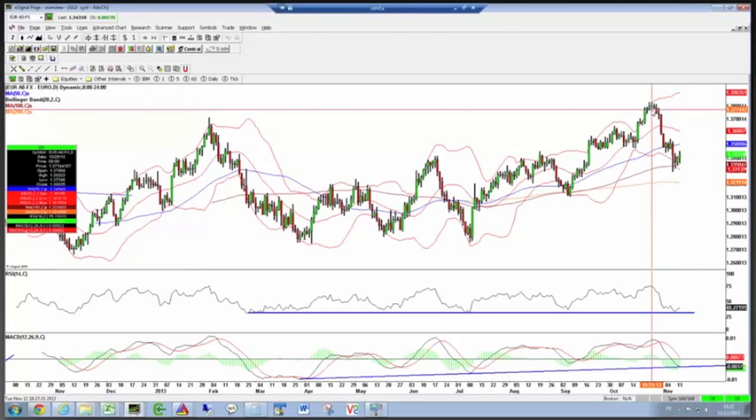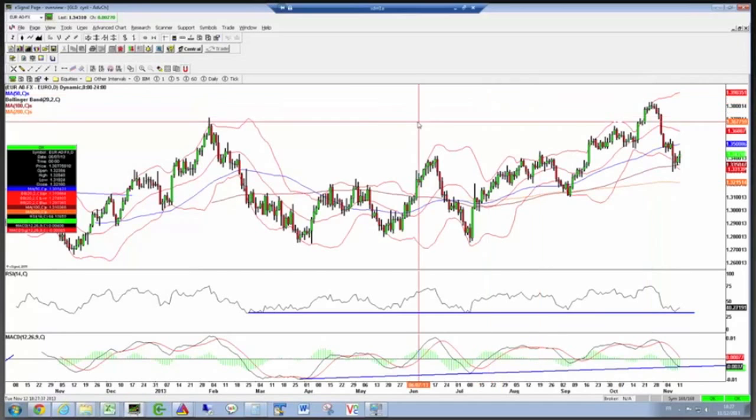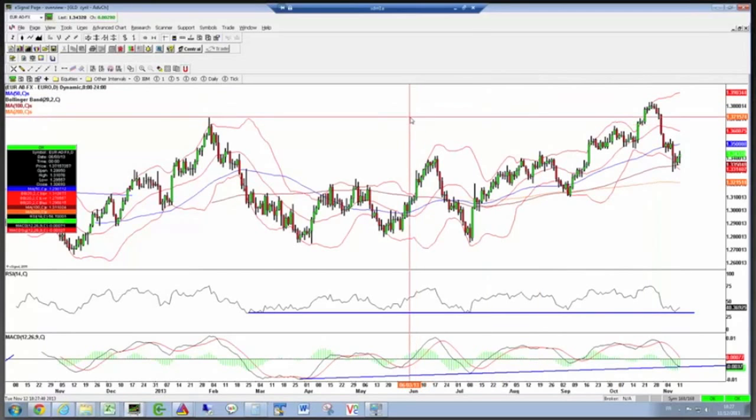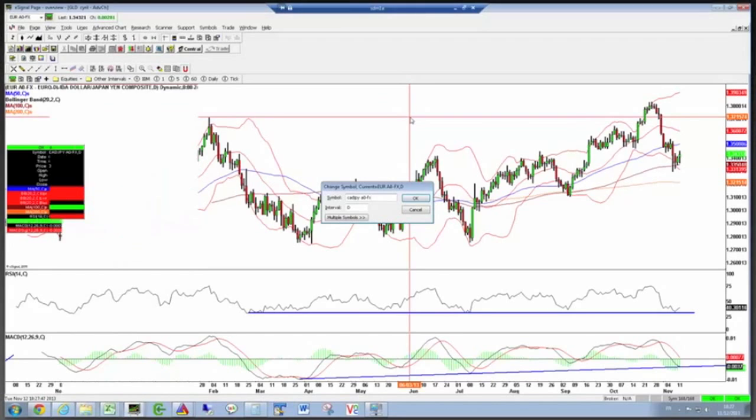I think I also saw an interesting configuration on the Canadian dollar versus the Japanese yen, which is very interesting, with a good reward-risk ratio.